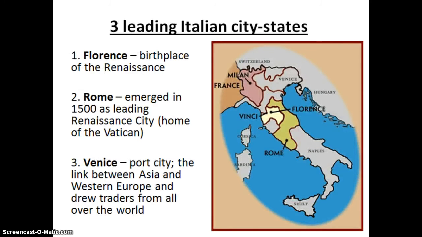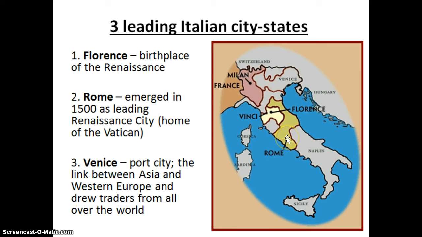So three leading Italian city-states that you need to know. The first one, the most important one, is Florence. And Florence is going to be the birthplace of the Renaissance. It is right here in this yellow area on your map. Second area you need to know is Rome. And here's Rome right here. Rome is going to emerge in about 1500 as a leading Renaissance city. It is also the home of the Pope at Vatican City.